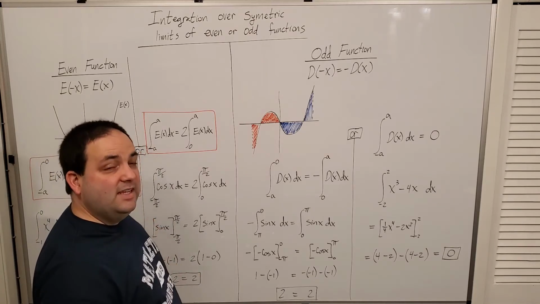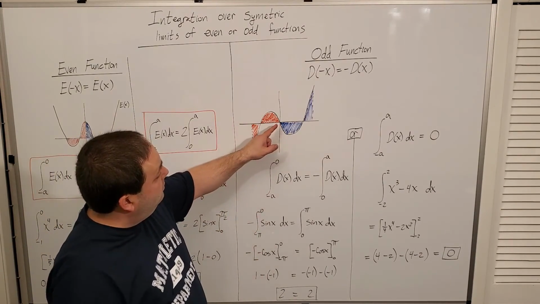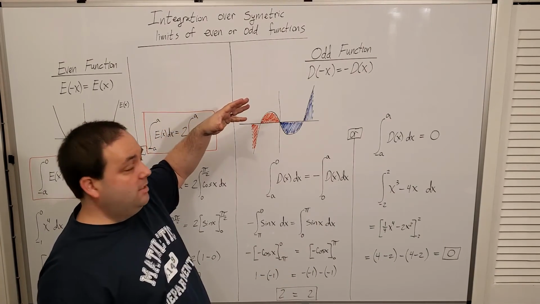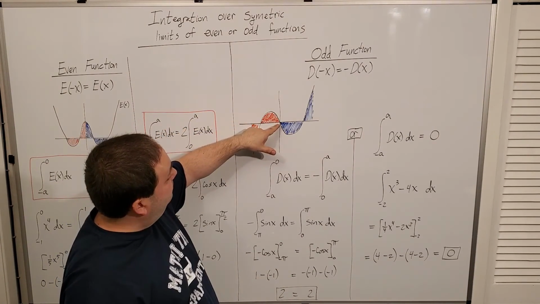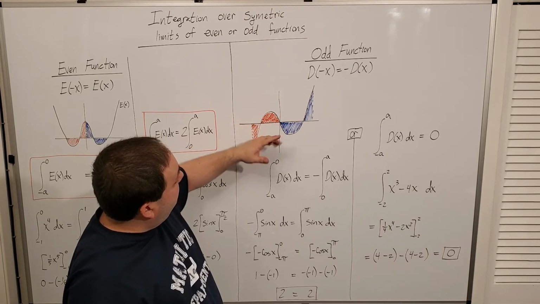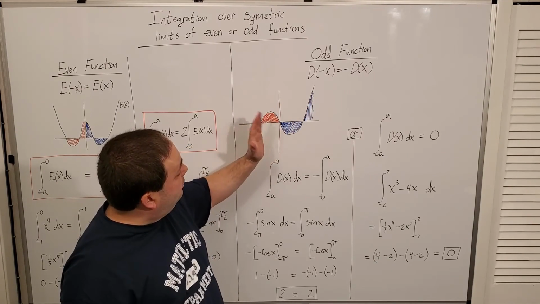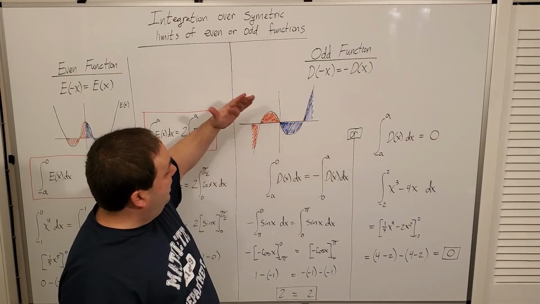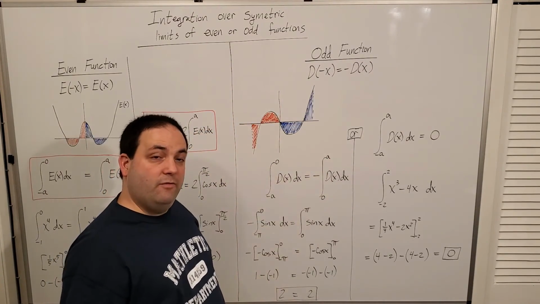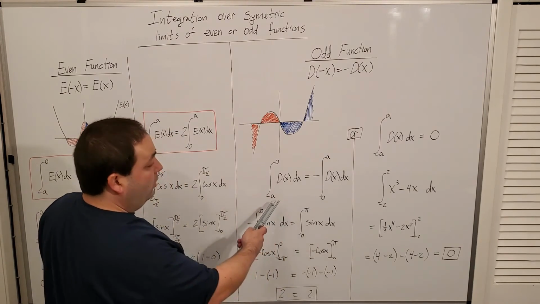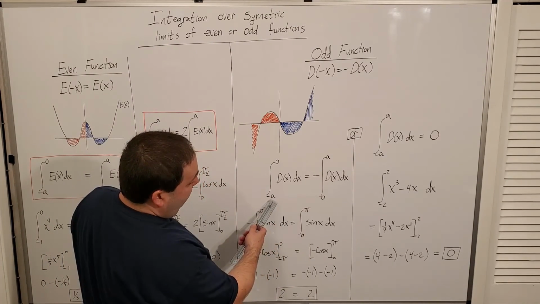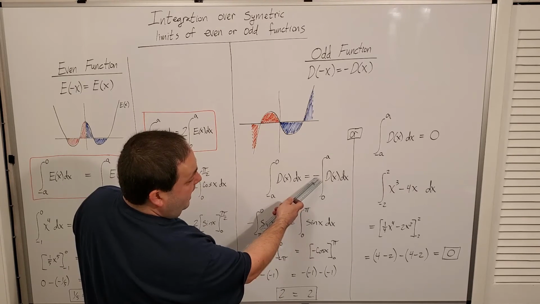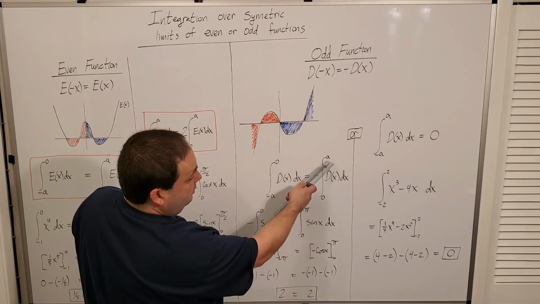Odd functions have a symmetry at the origin that's an opposite symmetry. Okay, it's what we call point symmetric on the origin. And so what happens is on either side of 0, you'll get the same size integral, but they'll be opposite in sign every step of the way. So one way of looking at this is if I integrate from negative a to 0, it'll be the opposite or the negative if I integrate from 0 to a.